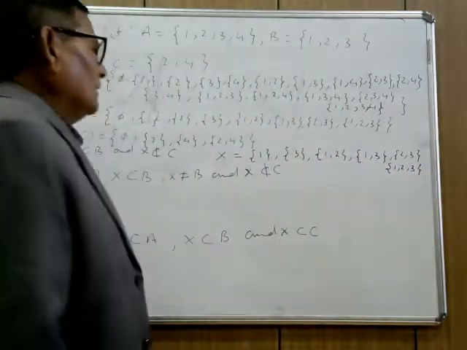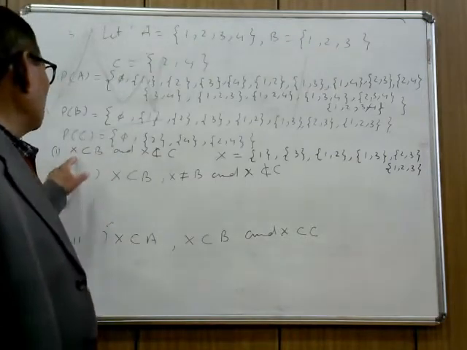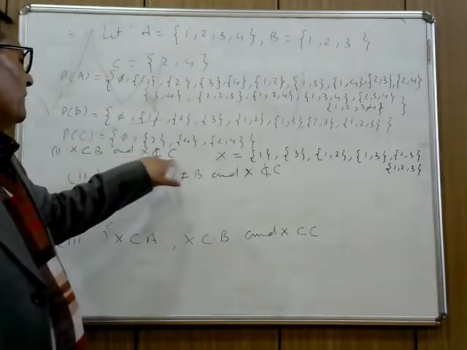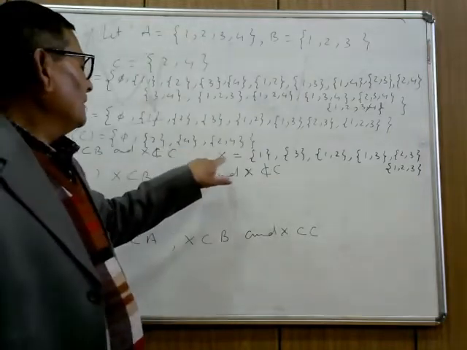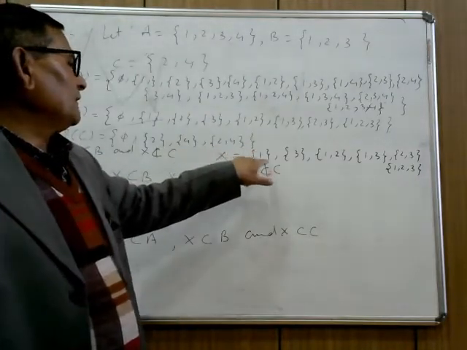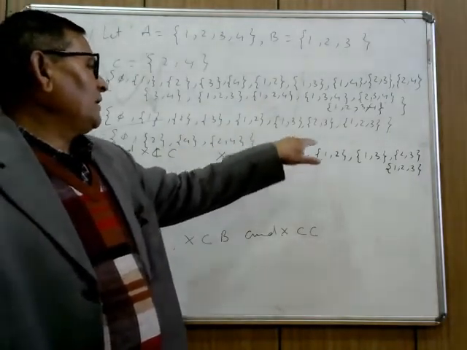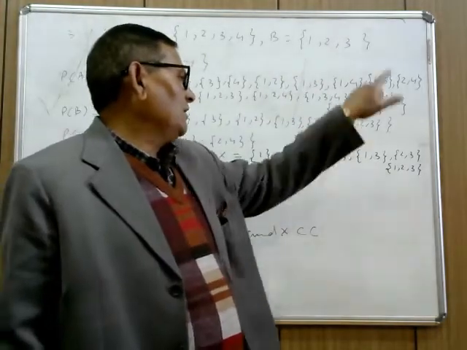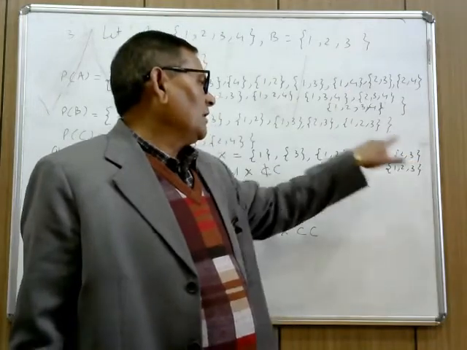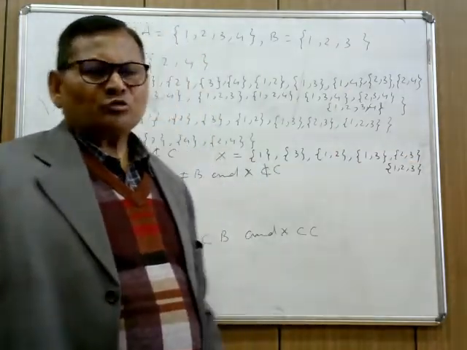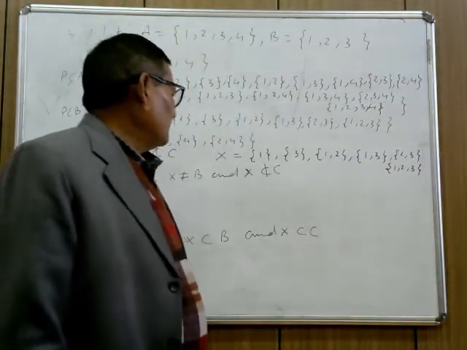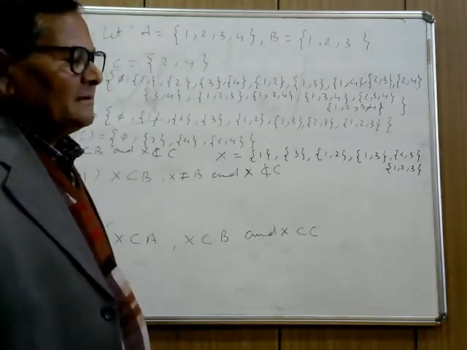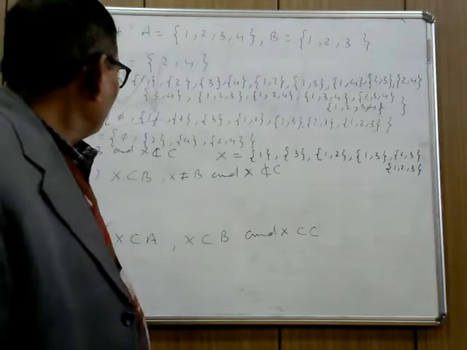So this X is also taken as 1, 2, 3. So all the sets X satisfying this condition, X is a subset of B and X is not a subset of C, are: singleton set 1, singleton set 3, the set containing 1, 2, the set containing elements 1, 3, the set containing elements 2, 3, and the set containing elements 1, 2, 3. All these sets are taken as X because they are subsets of B, but they are not subsets of C.